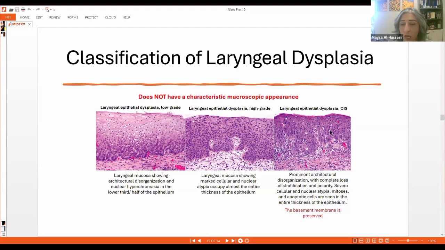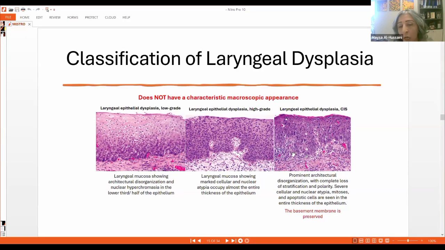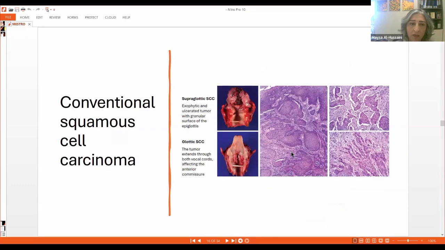But remember, in order to differentiate carcinoma in situ from invasive carcinoma, the basement membrane, here at the very end of the lower part of the epithelium, should be intact. It's an important way to differentiate carcinoma in situ from most types of invasive carcinomas.